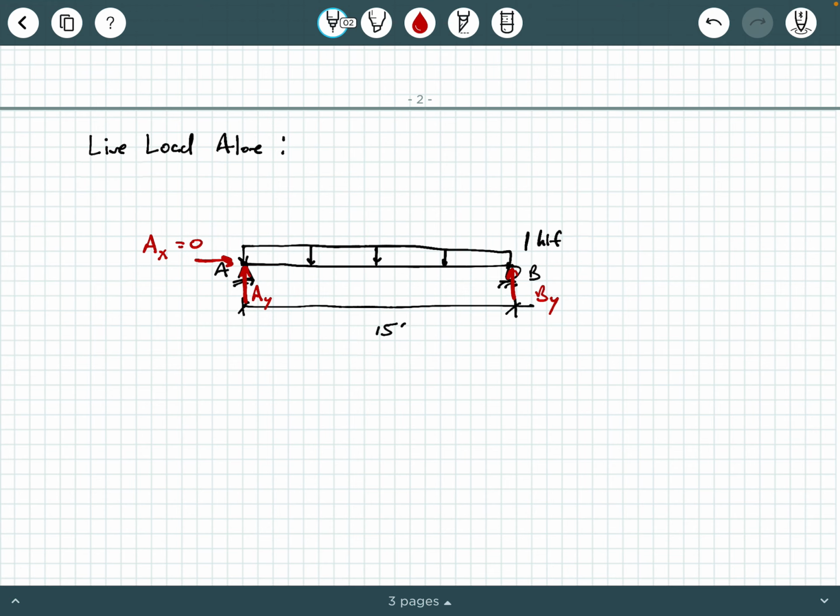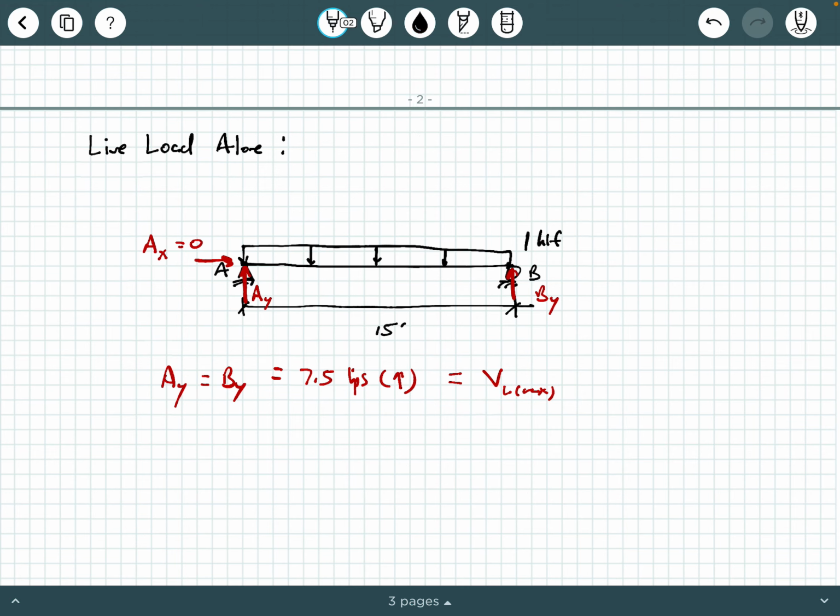Now, this is a simple case to look at. We can clearly see by symmetry A_y equals B_y equals 7.5 kips pointing up. And again, by symmetry, we can say that that's 15 feet times 1 KLF divided by 2, and so we get 7.5 kips alone. And again, you could sketch the shear and moment diagrams, or just the shear diagram to help you visualize it, but you will come to the conclusion that this 7.5 kips is V live max.